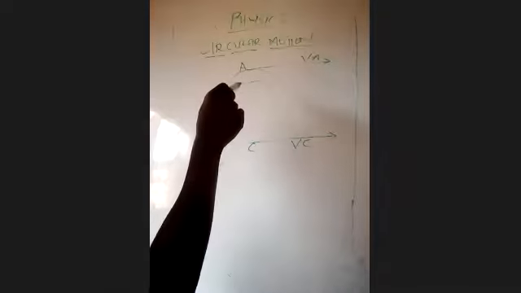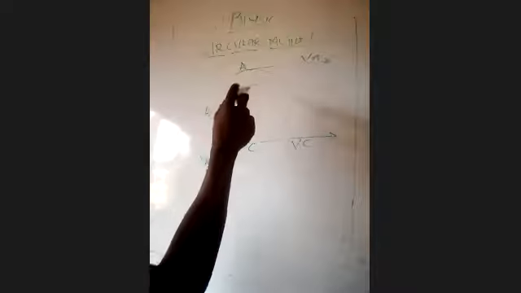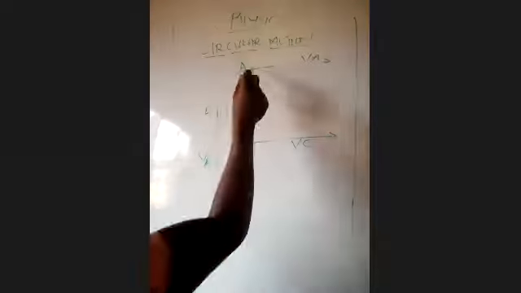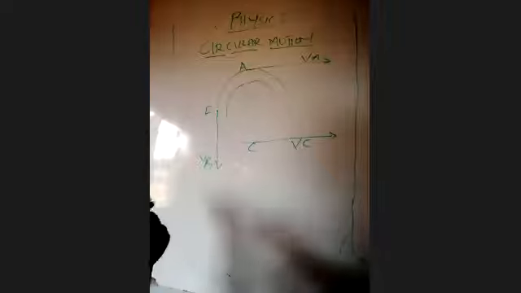So the speed is constant. The speed by which the body moves around the circle is constant, but the direction keeps on changing all the time as it moves. And that shows that velocity changes as the body moves around the circle.